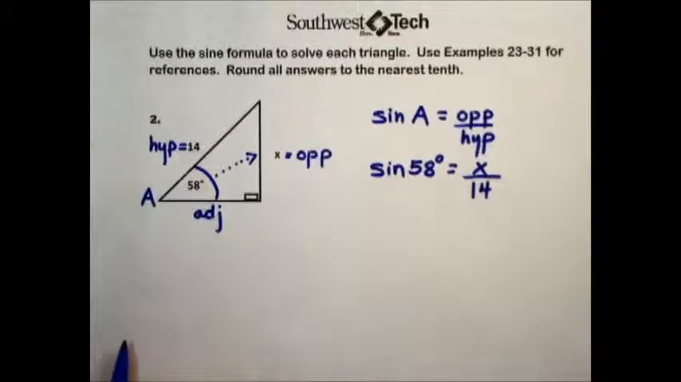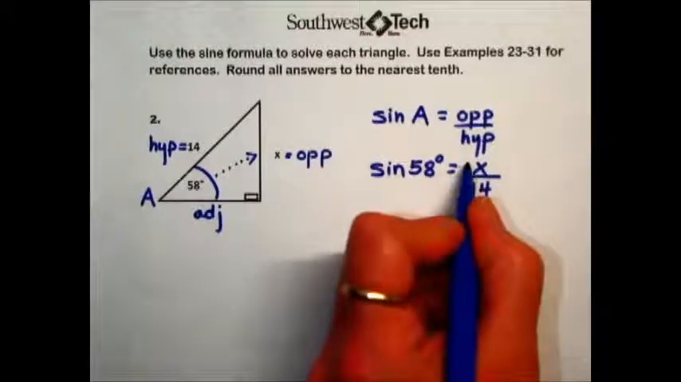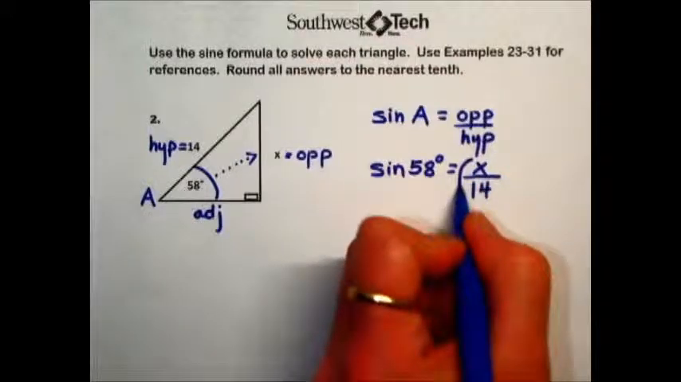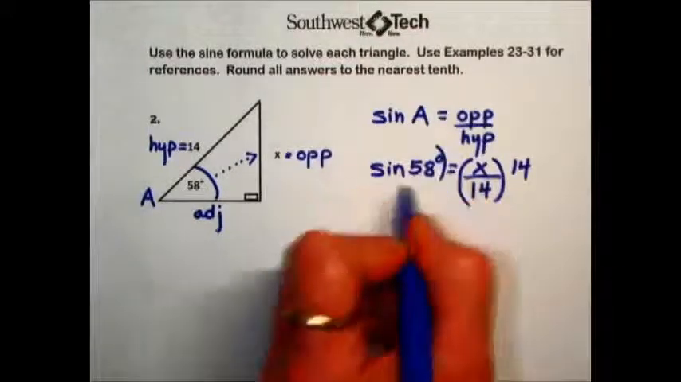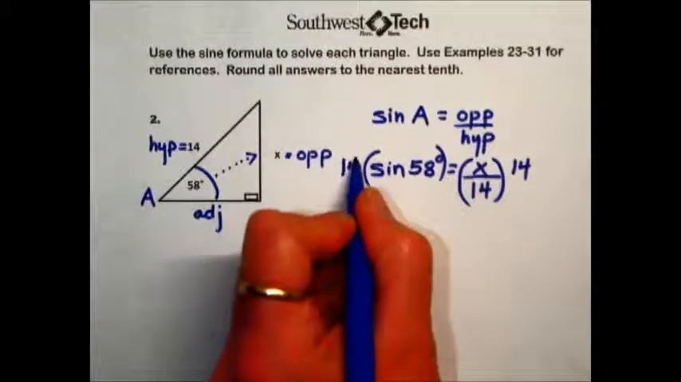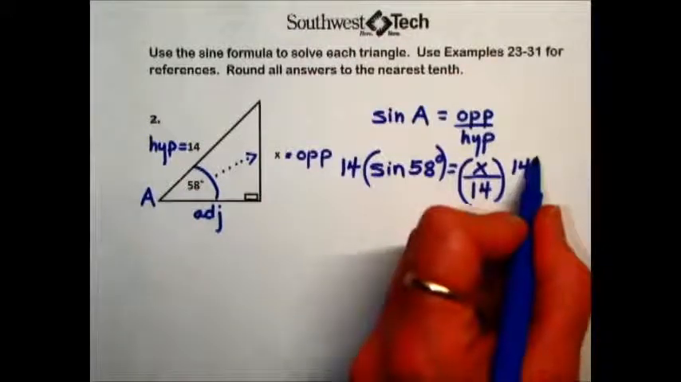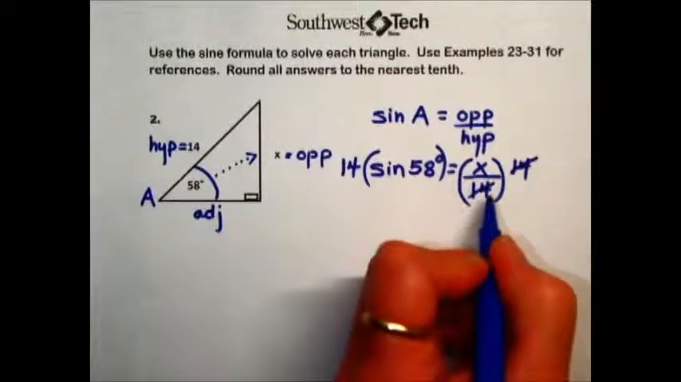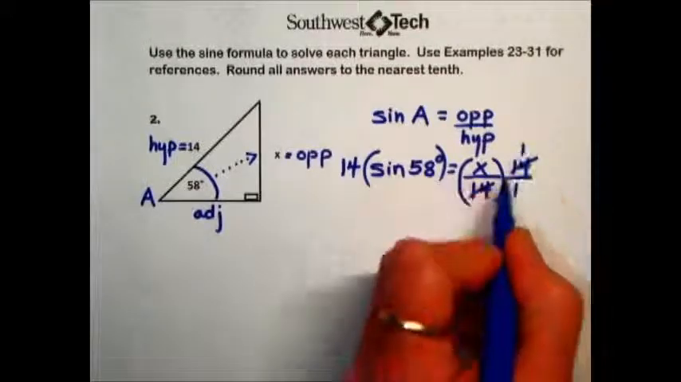We want to solve this equation for the variable. The variable is being divided by 14. To undo division, we will multiply, and to maintain equality, we will multiply both sides by 14. The 14s are going to cancel out on the right-hand side. 14 divided by 14 gives us a 1 times x, which is x.